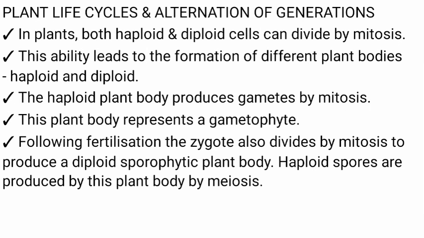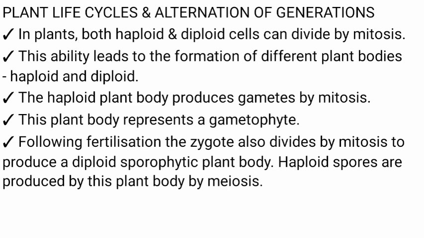Plant life cycles and alternation of generations. In plants, both haploid and diploid cells can divide by mitosis. This ability leads to the formation of different plant bodies which may be haploid and diploid. The haploid plant body produces gametes by mitosis. This plant body represents a gametophyte. Following fertilization, the zygote also divides by mitosis to produce a diploid sporophytic plant.